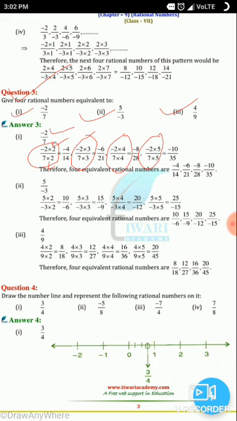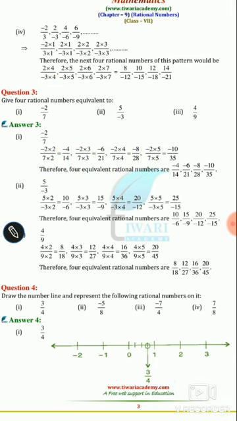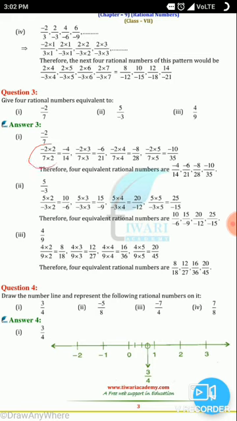So see first, this one, minus 2 upon 7. So minus 2 multiplied by 2 is equal to minus 4, and 7 multiplied by 2 is 14. So minus 4 upon 14. Next number, minus 2 upon 7 multiplied by 3.